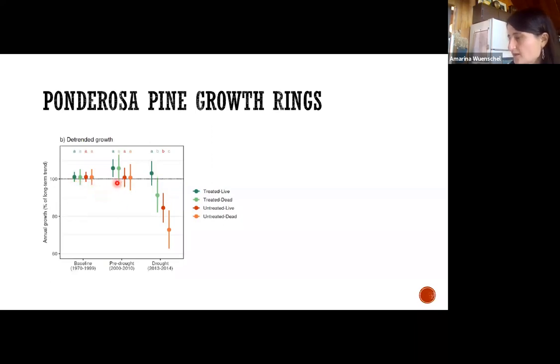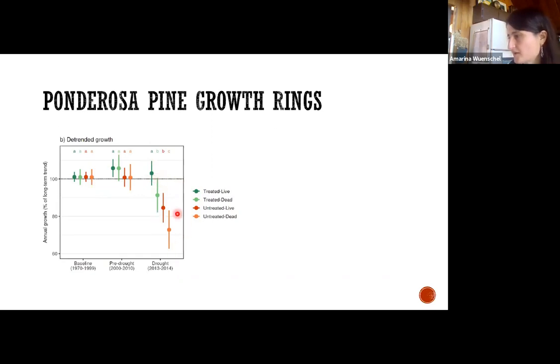And then when we treated, there was this increase in growth in the treated ponderosa pine. So we only did this for ponderosa pine, over the trees in the untreated stands. And then I think this is where it gets really interesting. At this point, with the drought, we really see a big change.